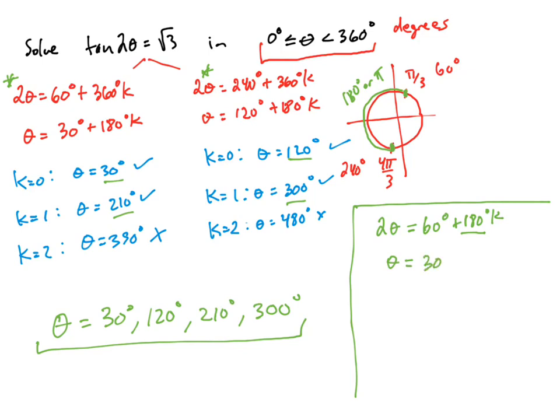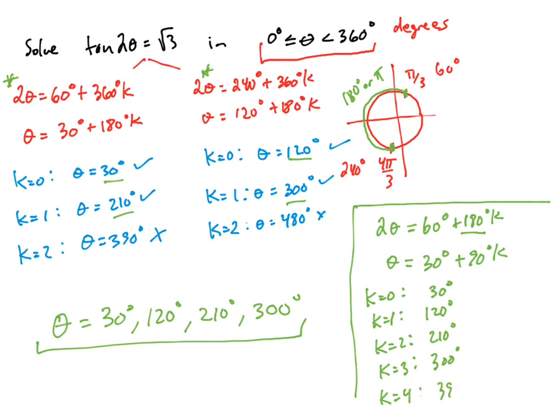So if I solve this, I end up with a general equation of theta is equal to 30 plus 90k. And now if I make k equal to 0, I get 30 degrees. If k is equal to 1, I get 120 degrees, and so on. And k equal to 3 is 300 degrees. If k is equal to 4, that's 390, and that's where I go too big.